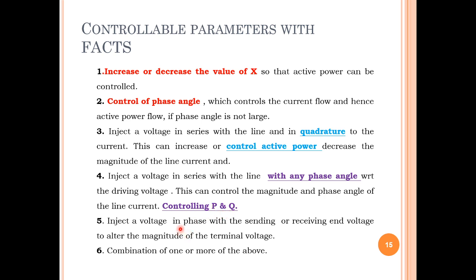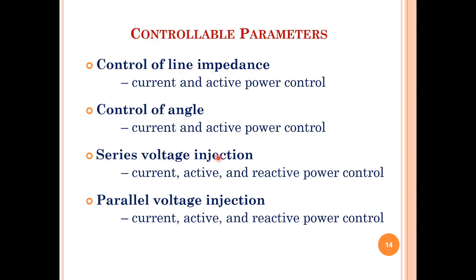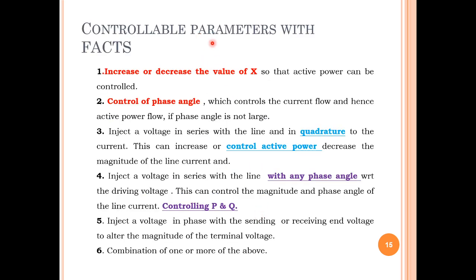Next line, inject a voltage in phase with the sending or receiving end voltage. It can alter the magnitude of which thing? Terminal voltage. We can use any combination. Just remember this slide and we can understand all the parameters. These are the controllable parameters with FACTS. Quadrature means I can control only active power. With any phase angle, I can control both active and reactive power. Injecting a voltage in phase with the sending and receiving end voltage means I can alter the magnitude of the terminal voltage.